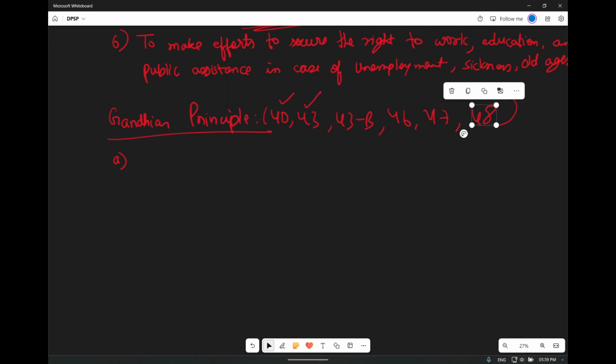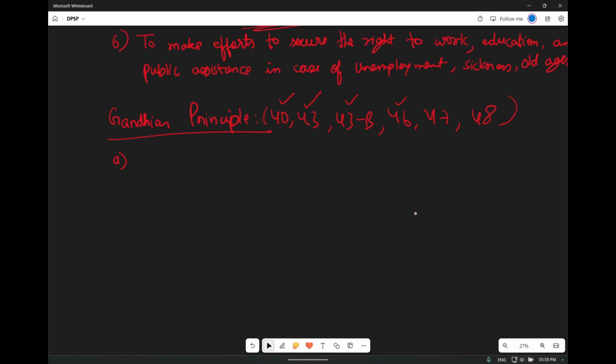of cooperative societies. We know like Amul and all, there are many cooperative kinds of societies that have developed. That kind of dream, that kind of thing was already present in the Gandhian views. So yes, 43B will be present in the Gandhian view. Now 46, promotion of educational and economic interest of scheduled castes, scheduled tribes and other weaker sections. Obviously this 46 will be there.